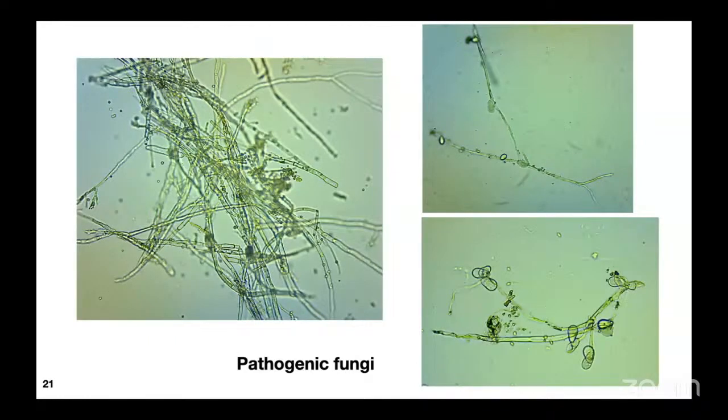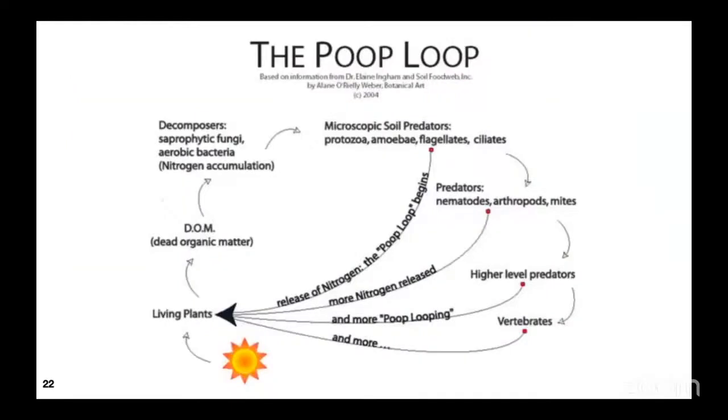We know now that fungi are great decomposers. They therefore hold nutrients locked up in their structure and are also predated on by other organisms in the soil food web. And these organisms cycle these nutrients back into the soil in plant and other microbe available forms through what we call the poop loop.